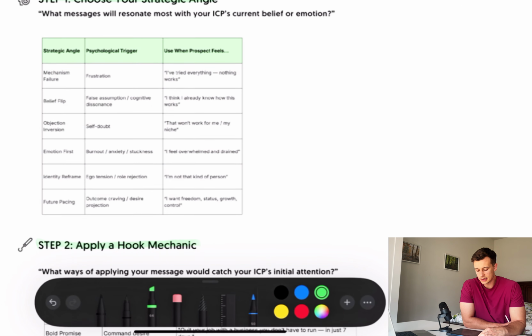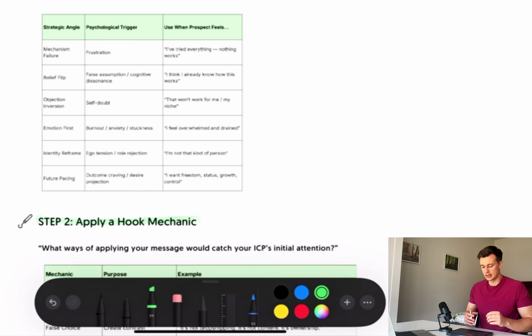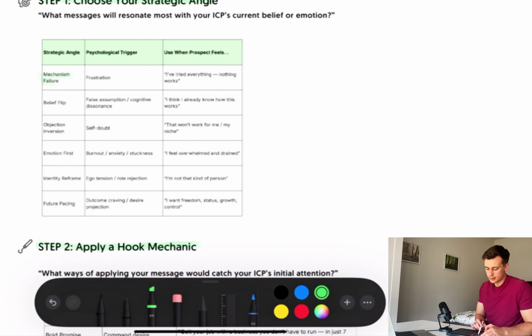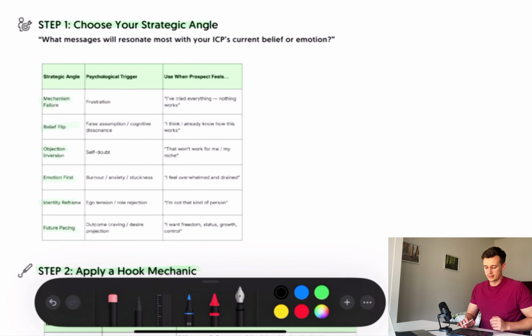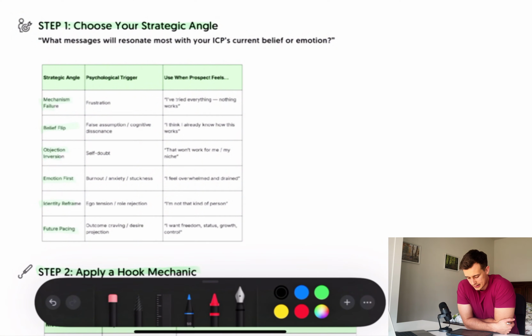These 6 strategic angles are some of the most common ones that we can possibly use. The options are mechanism failure, belief flip, objection inversion, emotion first, identity reframe, and future pacing. What I'm going to do is choose a couple of these strategic angles that I think would be best for targeting my ICP and catching their attention. By setting them aside, I will be able to just pick at them when I try to create some hooks.